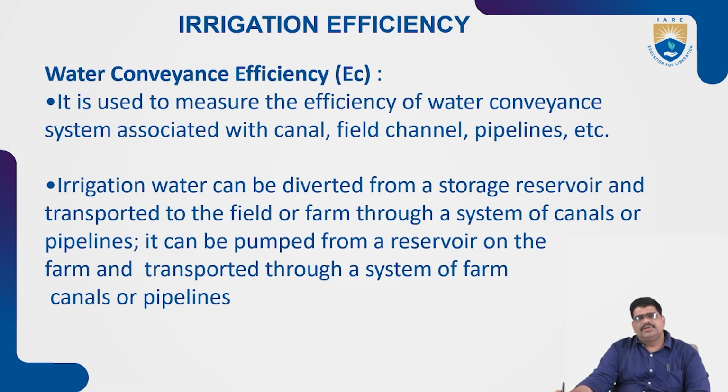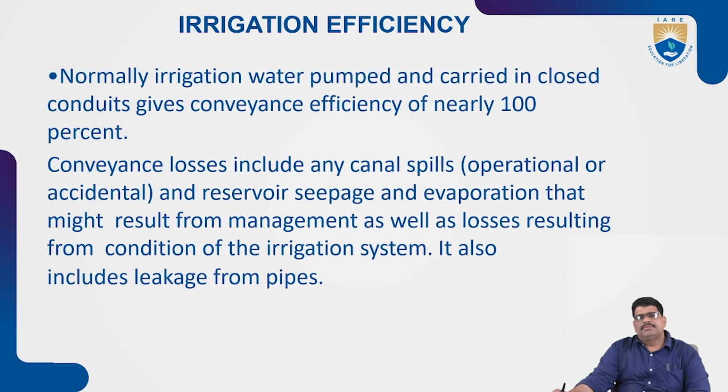If the water availability is less, we can transport it from one place to another through pipelines. It is very important to convey it. Normally, in irrigation, conveyance efficiency of nearly 100% is considered. It means the water which is delivered from one place to another can be utilized fully, the 100% of the water, which is very important.